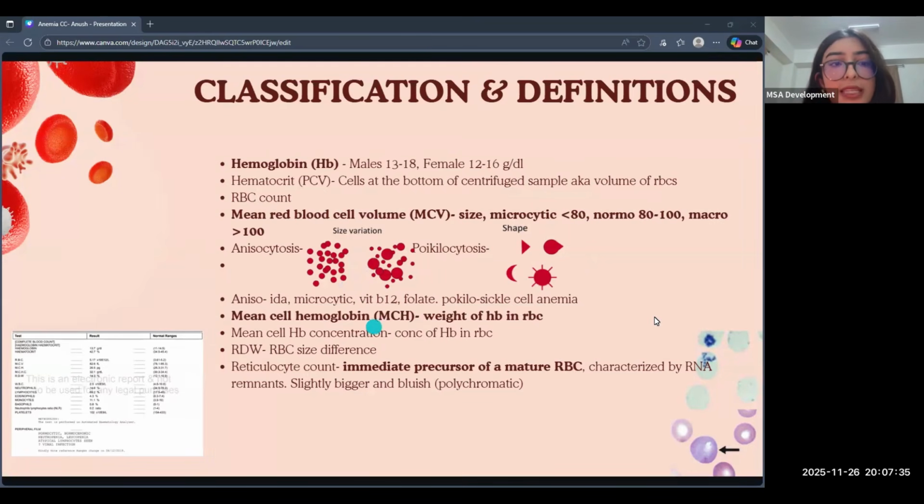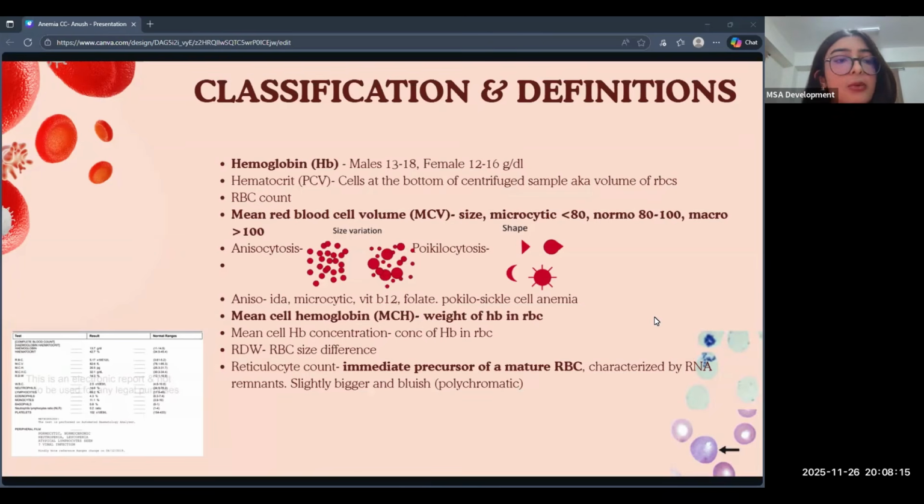Then mean cell hemoglobin, the MCH, is basically the weight of hemoglobin in the RBC. We also have MCHC, with C standing for concentration of hemoglobin in the RBC. Then we have the reticulocyte count. What is a reticulocyte? It's a precursor, a step before a mature RBC, characterized by RNA remnants. In this picture under a cresol stain, the blue dots represent the RNA remnants. These cells are slightly bigger and bluish, and that's called polychromasia.